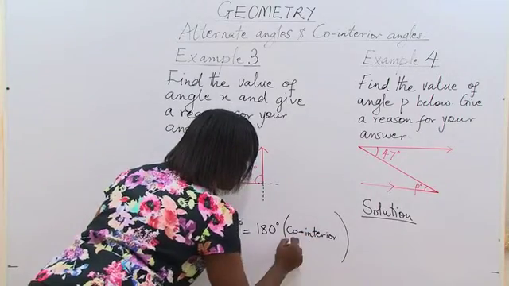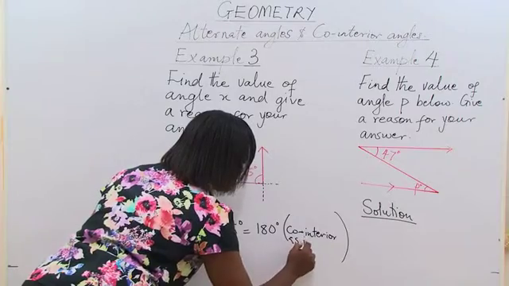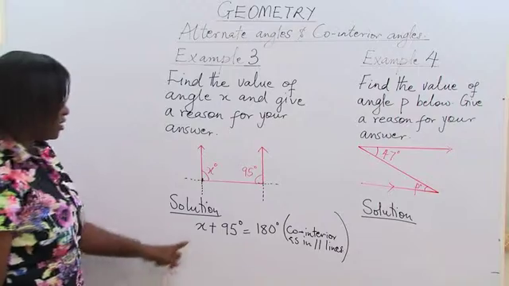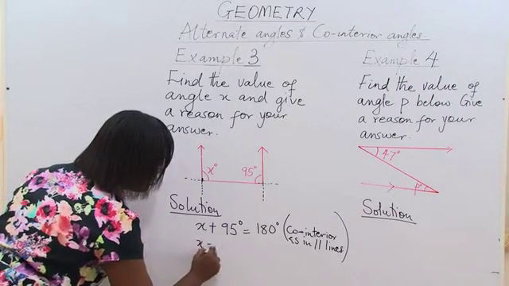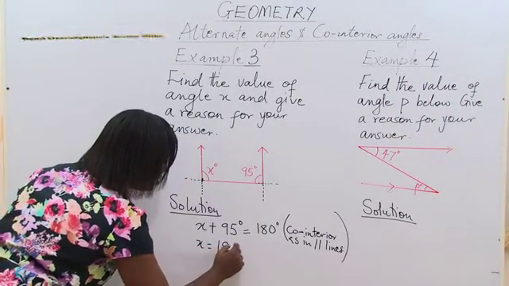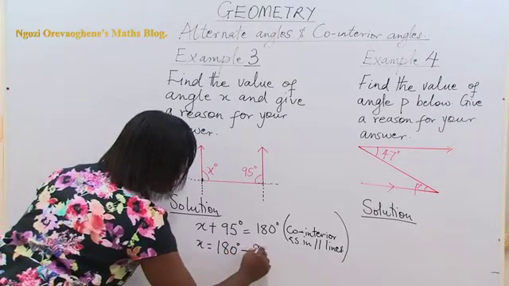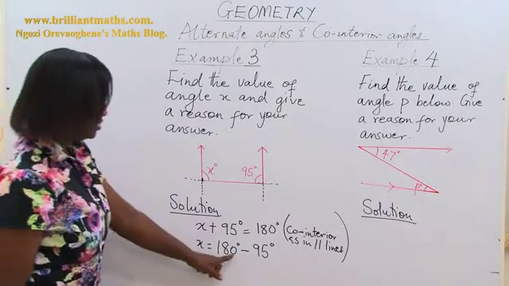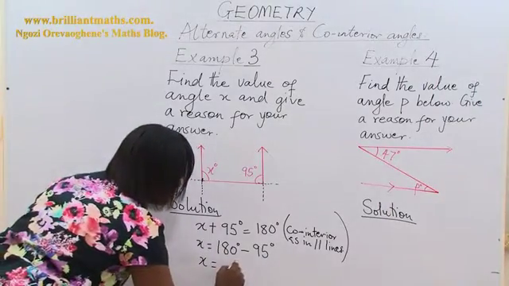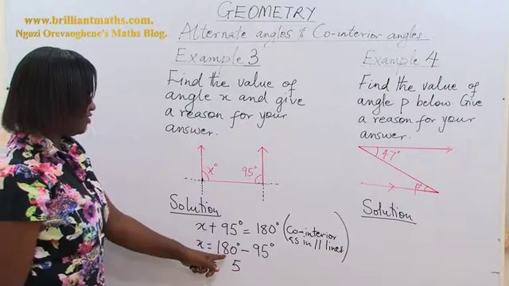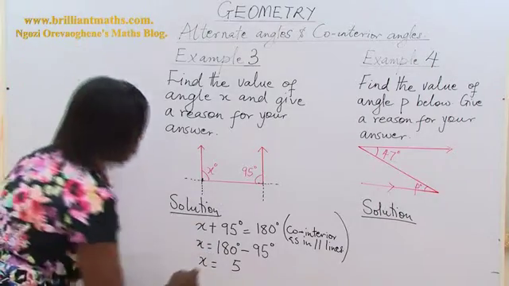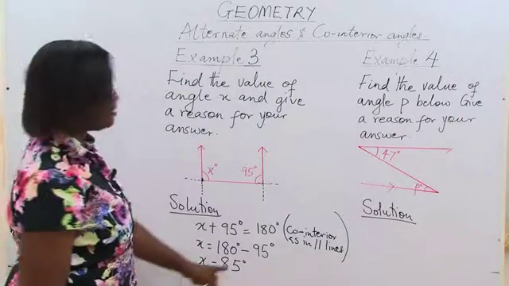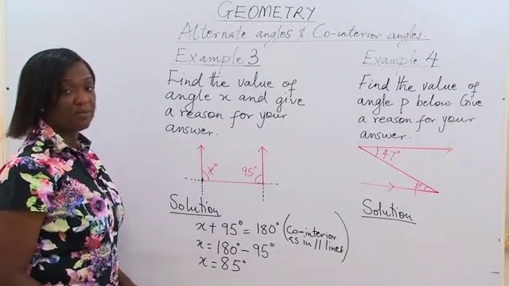Co-interior angles in parallel lines. So the value of x is equal to 180 degrees minus 95 degrees. So x is equal to 10 take away 5 is a 5. We have 7 left there. 17 take away 9 is an 8. So x is 85 degrees.